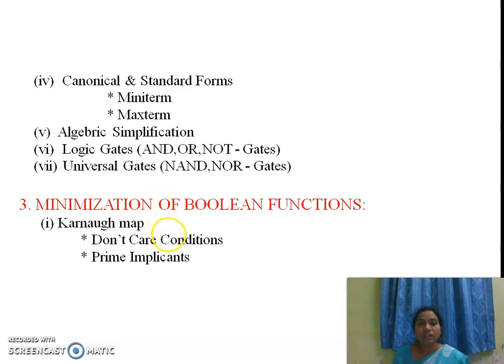In the next class, we will see number systems. In number systems, we have different types of number systems. We will see that in the next class.